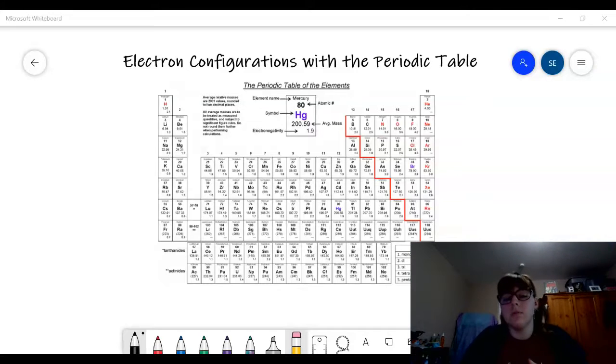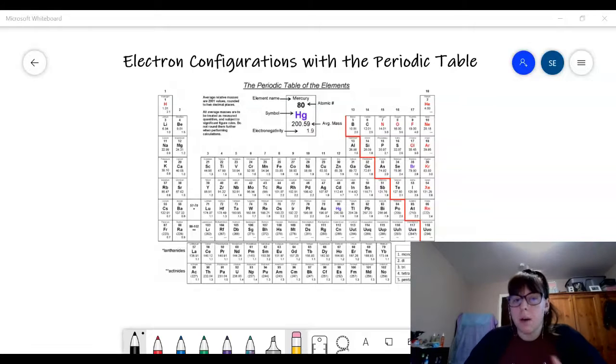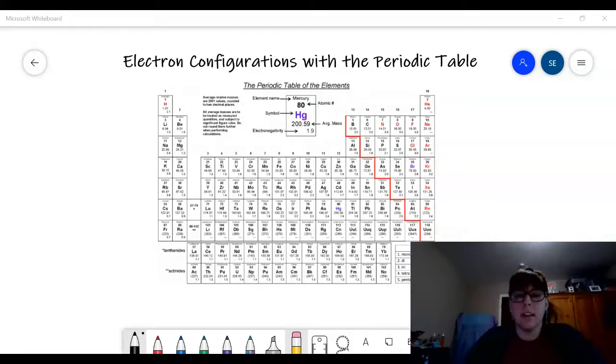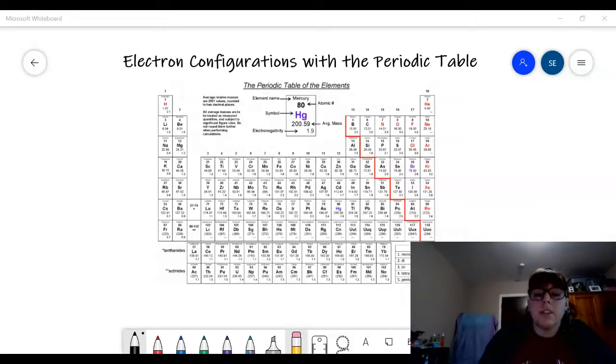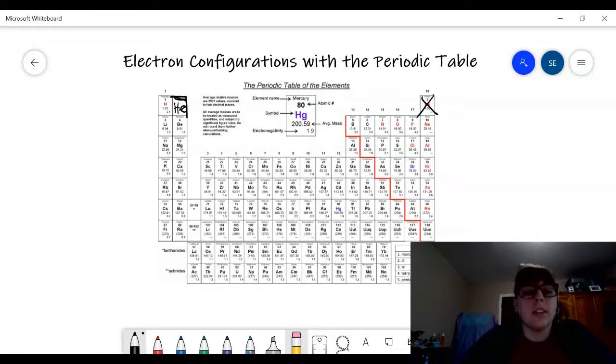Well, you can actually use the periodic table itself in order to determine what that electron configuration should be. So how do we do that? Well, there's a couple things we need to do to set up our periodic table first. All right, the first thing is helium is kind of in the wrong spot for this. So I'm just going to put a little X through helium and move it over here next to hydrogen. All right, so I have helium next to hydrogen.